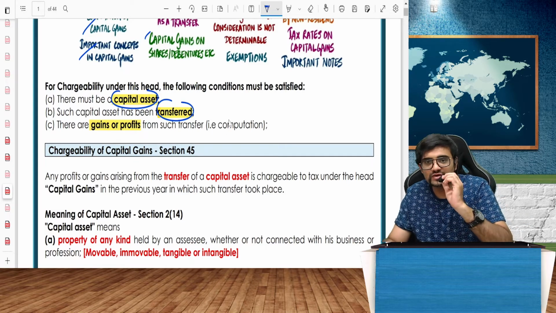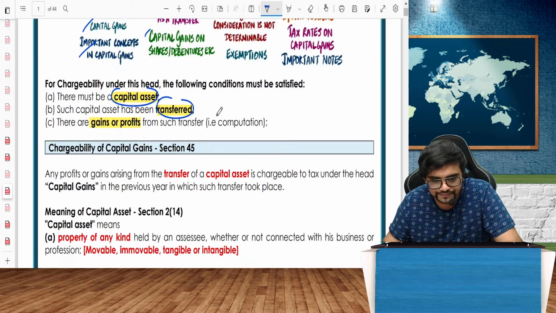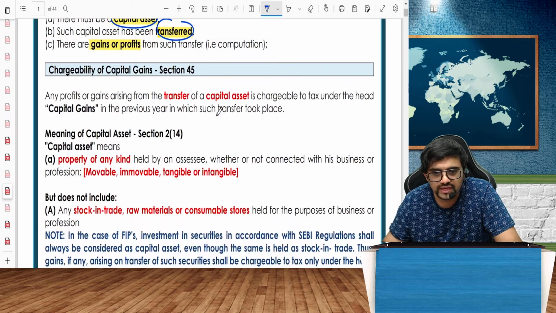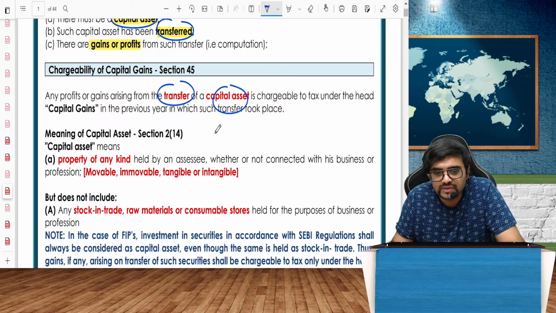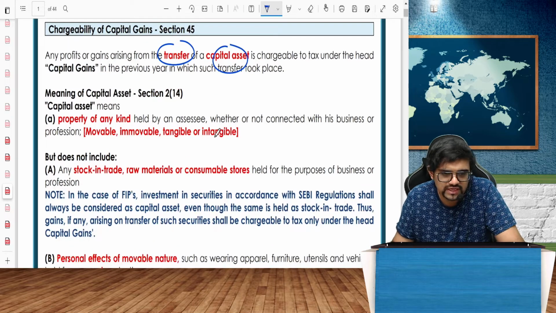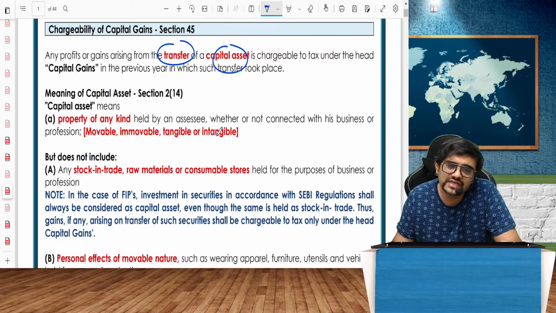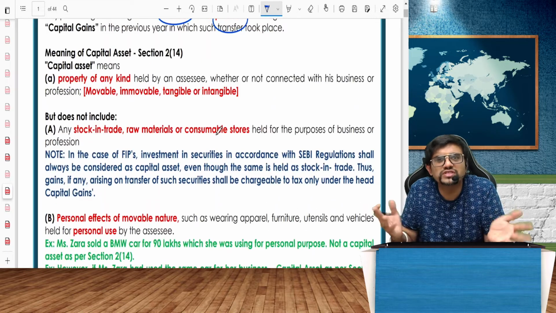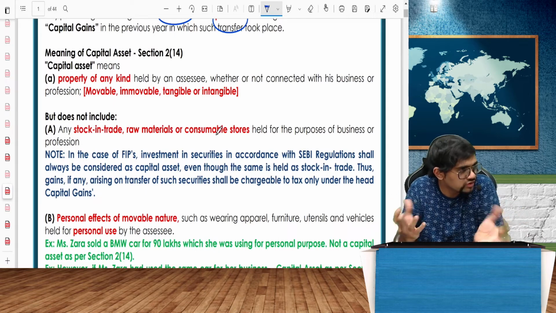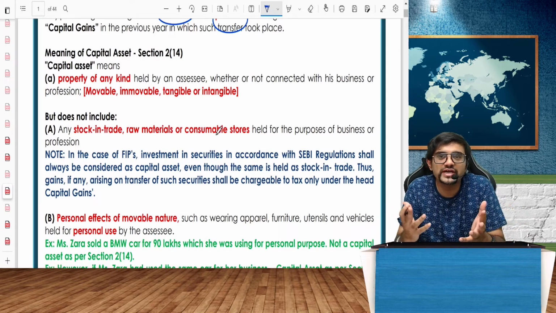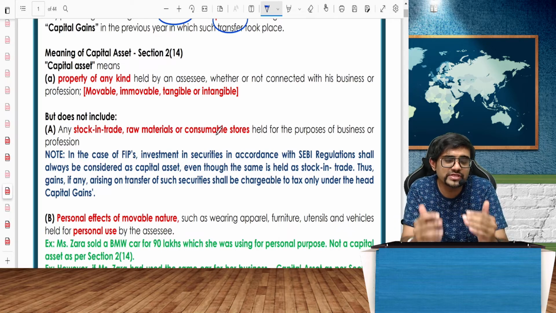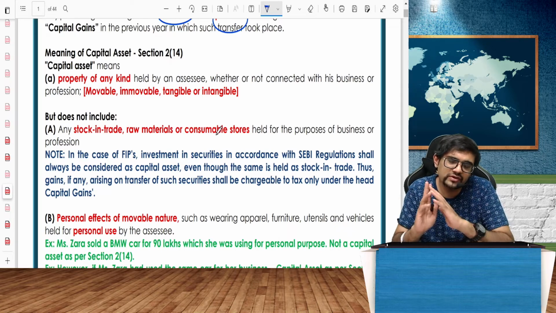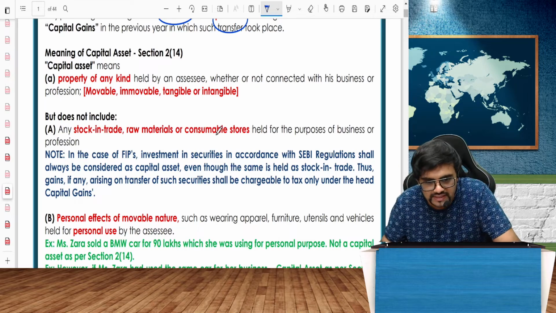The law has defined what is a capital asset. Any profits or gains arising from the transfer of a capital asset is chargeable to tax under the head capital gains. Questions will definitely come for 6 to 10 marks, including exemptions. Very easy chapter, right? It simply looks difficult. Income tax only looks very tough, but nothing is there in that. If you respect the subject properly, it will also respect you back, and you can score superb marks in the examination.